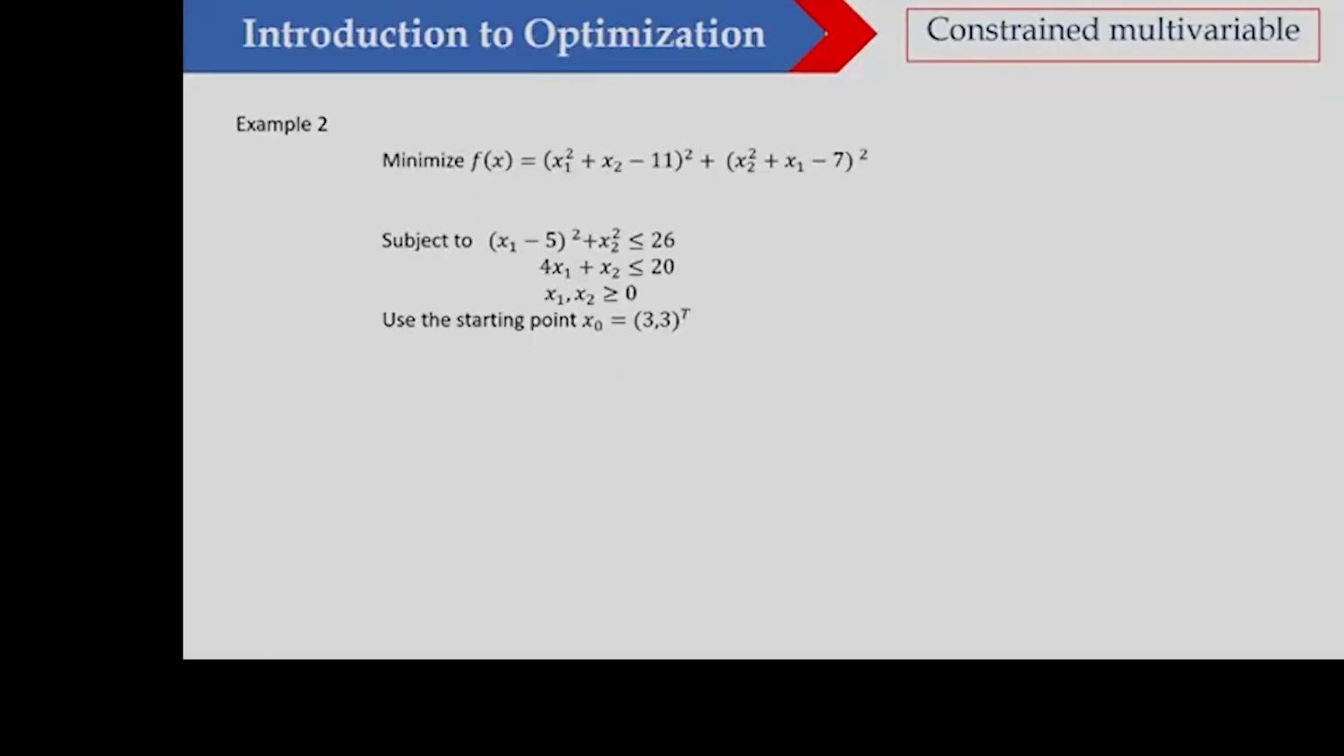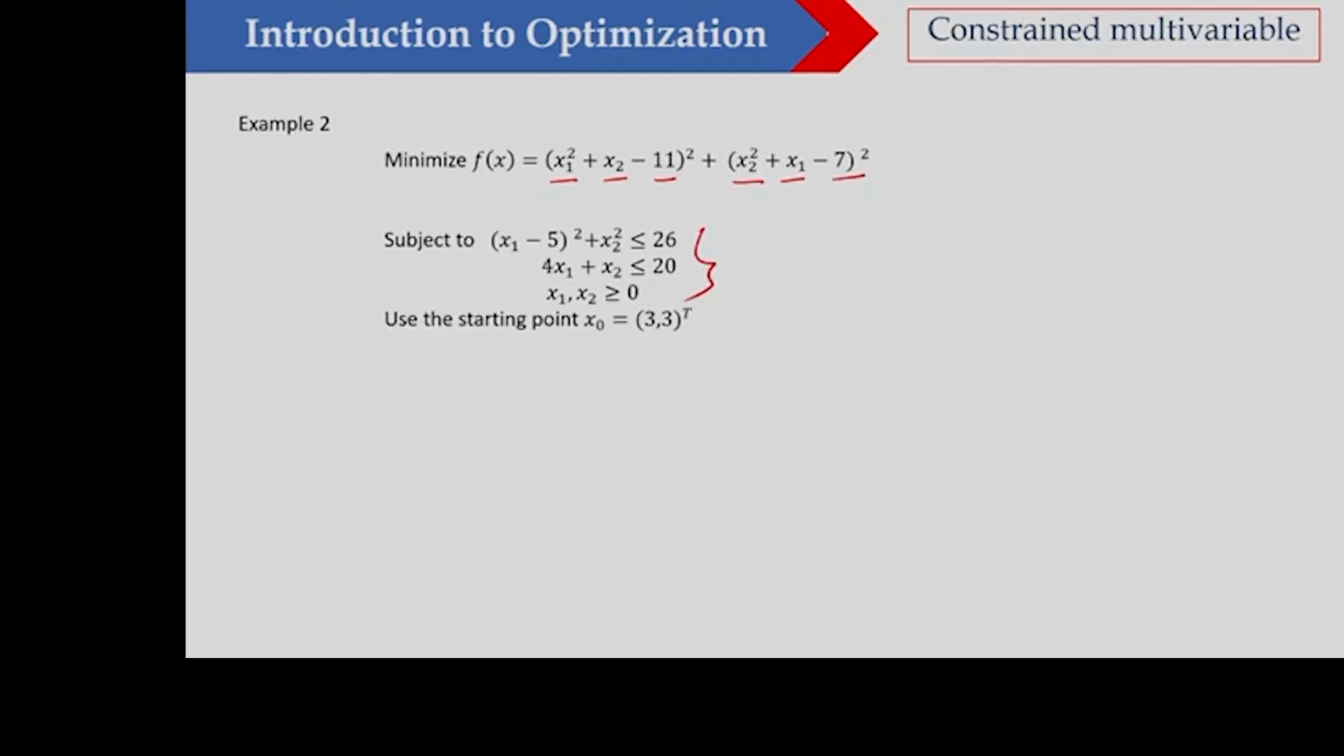Now, let us see this particular problem. This is also a constrained optimization problem, and I will solve it using the fmincon function of Matlab. Here the objective function is x1 plus x2 minus 11 whole square plus x2 square plus x1 minus 7 whole square, and we have a total of 2 constraints, and the first constraint is x1 minus 5 whole square plus x2 square less than or equal to type.